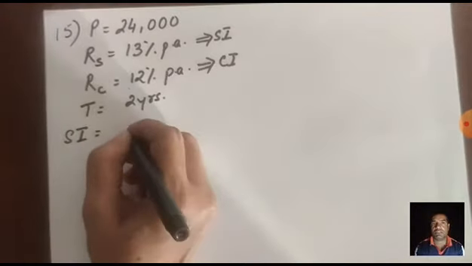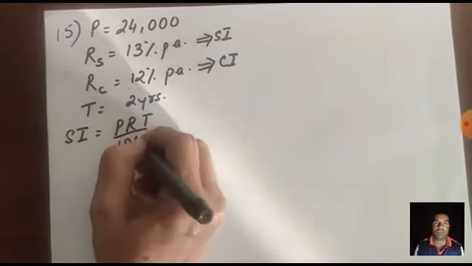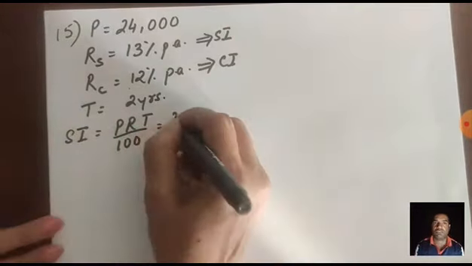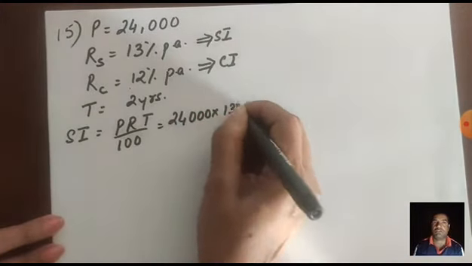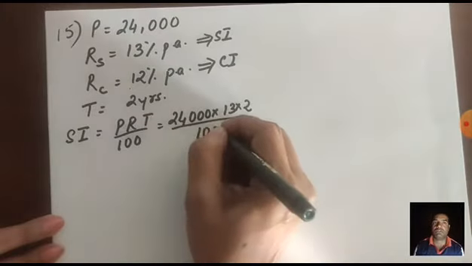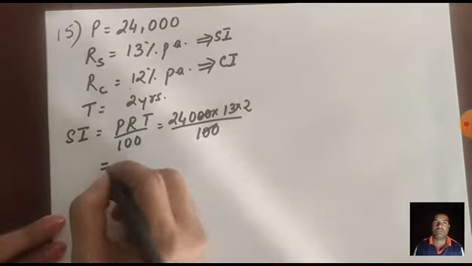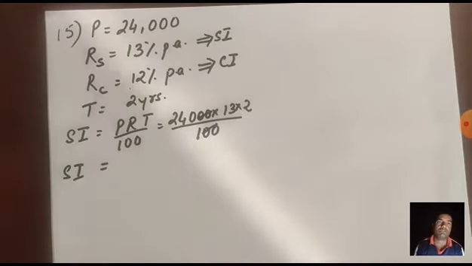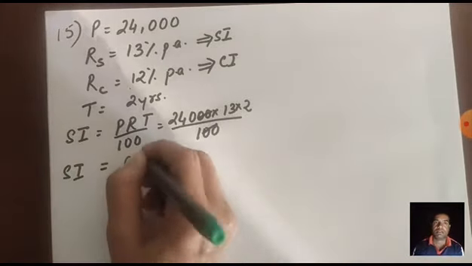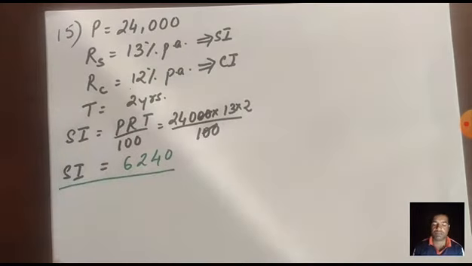Now simple interest, the formula is PRT upon 100. This is the basic formula for simple interest. So we are putting the values: 24,000 into R which is 13%, T which is 2 years, upon 100. Now 2 zeros get cancelled, 240 into 13 into 2. You can do the calculation on the rough page. So simple interest is 6,240.